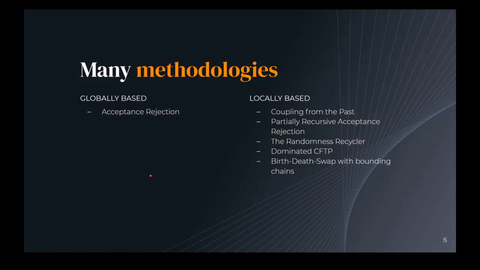And the method that I typically use is called perfect simulation. Perfect simulation methods do generate exact samples from difficult distributions, and they utilize recursion in order to do so. There are many perfect simulation methodologies. The oldest is acceptance rejection. Newer methodologies include coupling from the past, partially recursive acceptance rejection, the randomness recycler, dominated coupling from the past, birth-death swap with bounding chains.